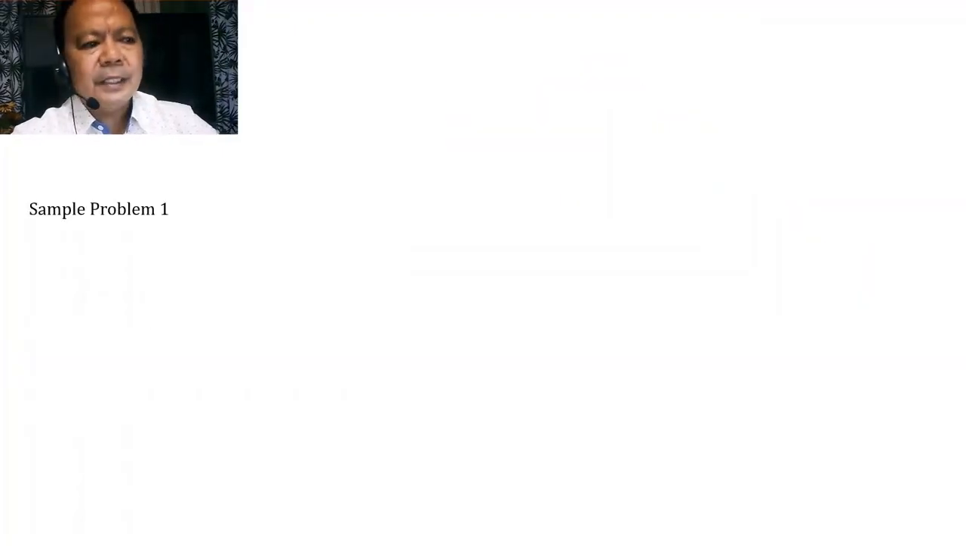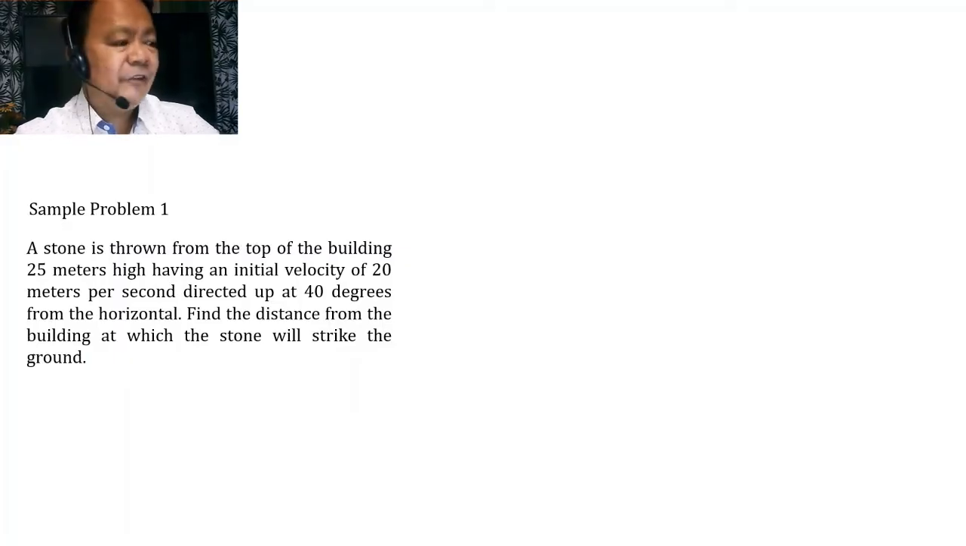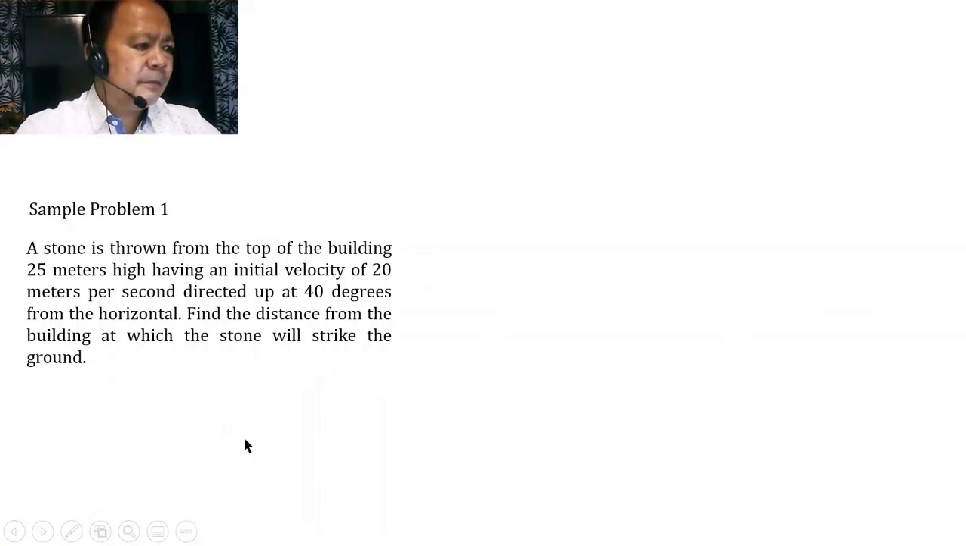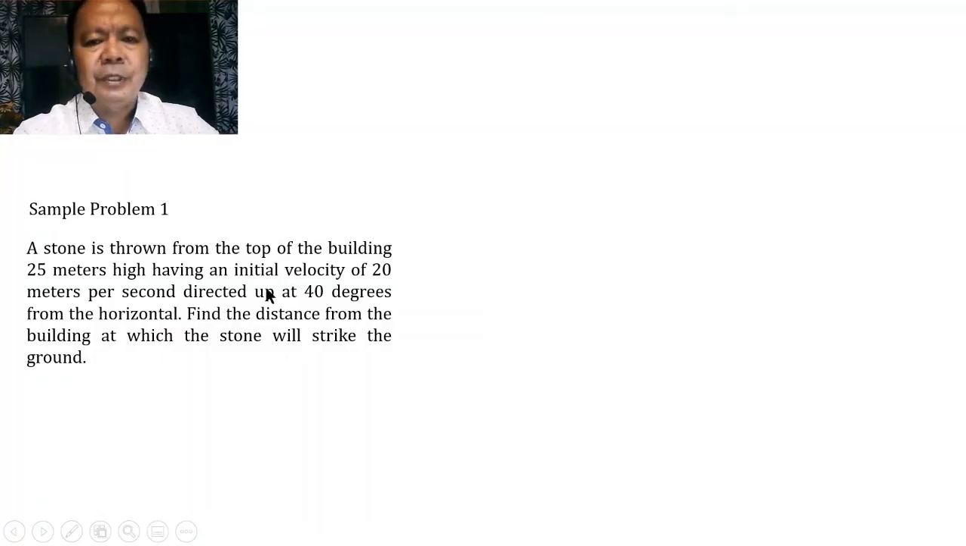Para maipakita natin guys yung konsepto na niliwanag ko, ay subukan natin itong isang sample problem about curvilinear motion. And the problem is here, sabi dito, a stone is thrown from the top of a building 25 meters high, having an initial velocity of 20 meters per second, directed up at 40 degrees from the horizontal. From here, we are required to find the distance from the building at which the stone will strike the ground.